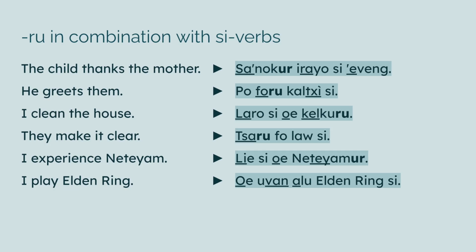So instead you just change the game part of the si verb. So oe uvan, alo Elden Ring si, literally means I do the game named Elden Ring. So instead of trying to smash in an indirect object here, we can just modify the uvan from the uvansi to describe it in more detail and then show what type of game we are playing.